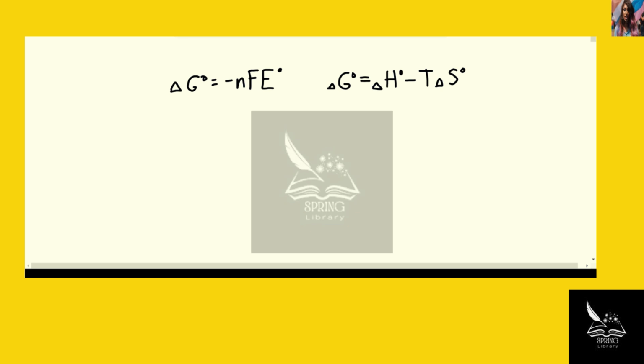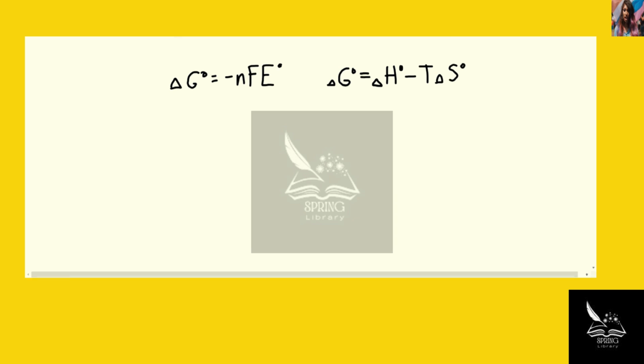In this problem, we need to answer three different questions regarding the relationship between the standard cell potential and temperature. We are first given these two equations for the change in Gibbs free energy at standard conditions, and we need to combine them and rearrange them in order to derive an expression for the standard cell potential as a function of temperature.